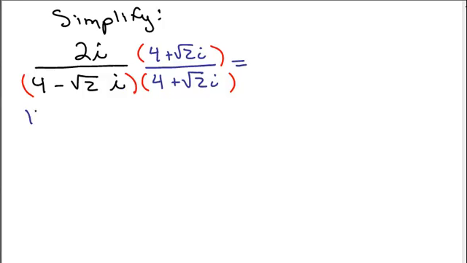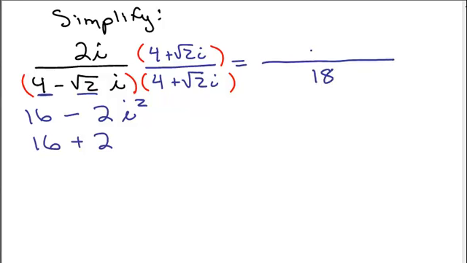4 times 4 is 16. And then I have minus square root of 2 times square root of 2 is 2, and i times i is i squared. Right? And then i squared is negative 1. So this becomes 16 plus 2. That's what I was talking about. You'll end up adding two positive numbers. You'll end up doing 4 squared plus square root of 2 squared, because that i squared is going to change that sign from negative to positive. So that's going to give me an 18 in the denominator.